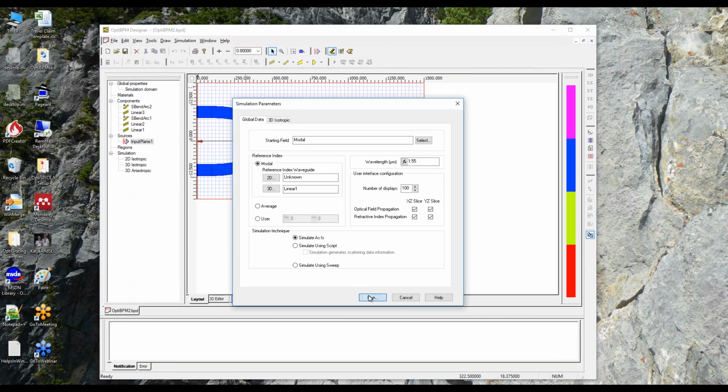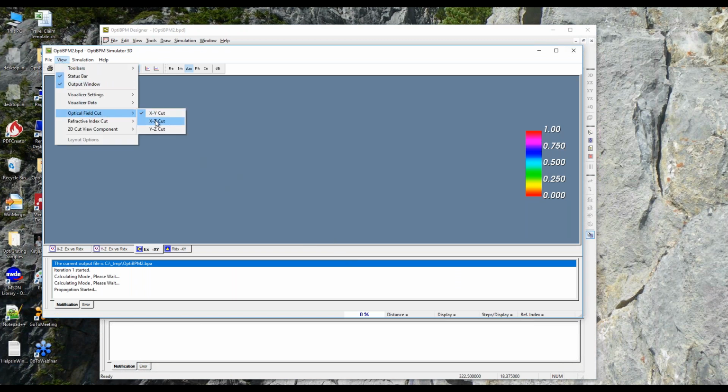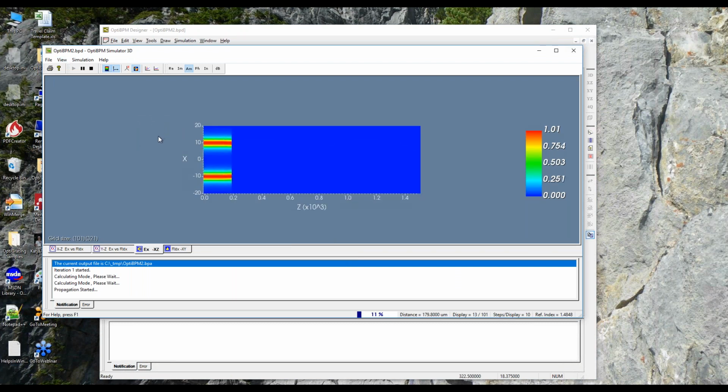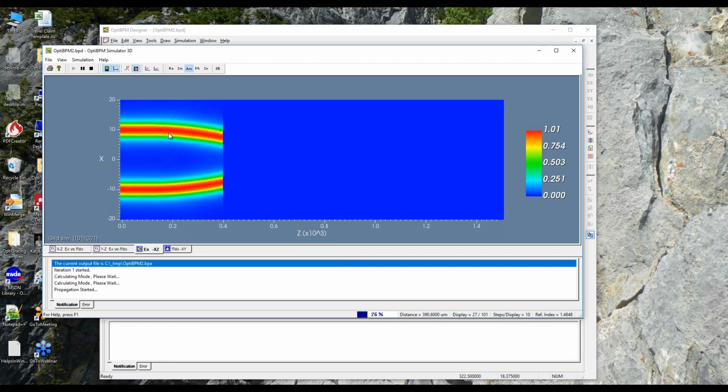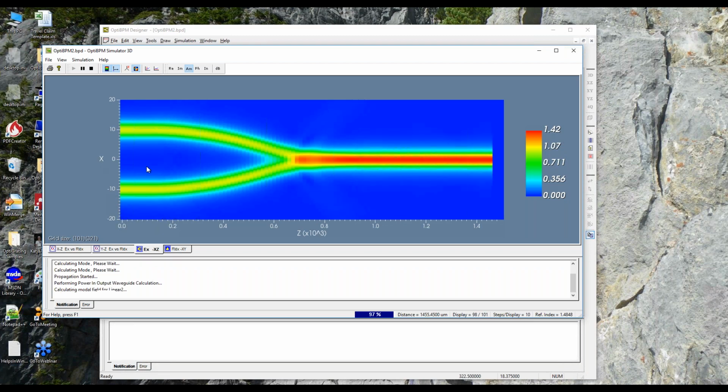So we'll begin the beam propagation method simulator now. We can view this in a number of different ways. Let's look at the propagation plane. So there's the light approaching and the two waveguides together. And it does appear that the optical power is getting greater.